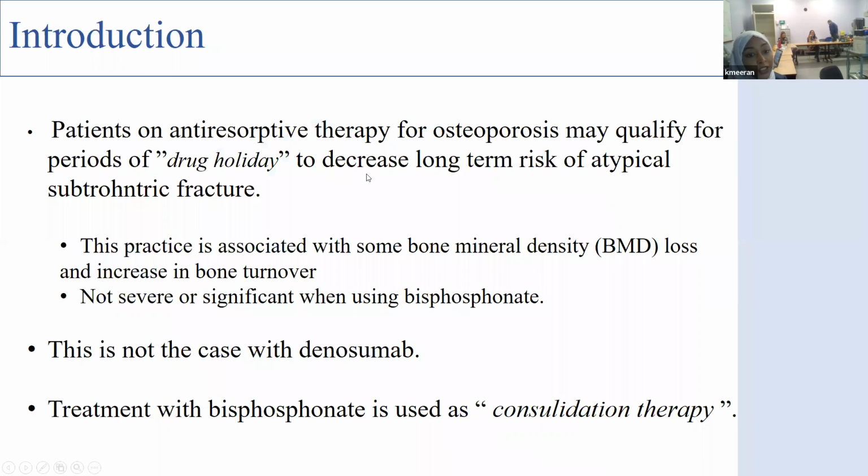Patients who are on anti-resorptive therapy for osteoporosis may qualify for a period of drug holiday. This is to decrease the long-term risk of atypical subtrochanteric fracture, a known long-term risk of anti-resorptive therapy. This practice is associated with some bone mineral density loss and increase in bone turnover. This is not yet really severe or significant when the patient is placed on bisphosphonate. However, this is not the case with denosumab, in which the bone mineral density loss is much accelerated. Therefore, treatment with bisphosphonate is usually used following denosumab, and it's termed consolidation therapy.